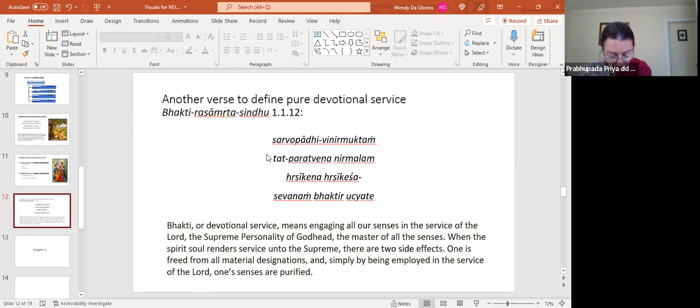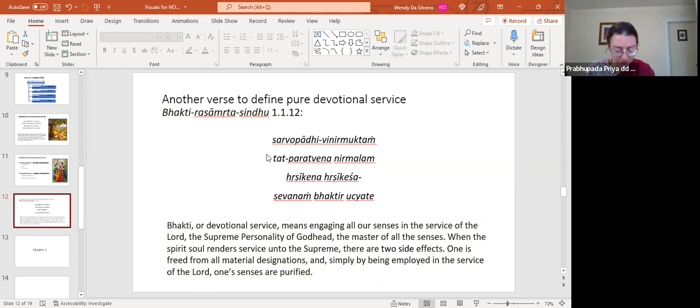So I'll read this last sentence here, about getting free from material designations. This is very important because all these relationships that we have in the material world and all the things that we think we are, that I'm a businessman, or I'm a doctor, or I'm a lawyer, or I'm a mother or a father, or I'm this person's wife, or this person's husband, this person's son, this person's daughter. These are all temporary.